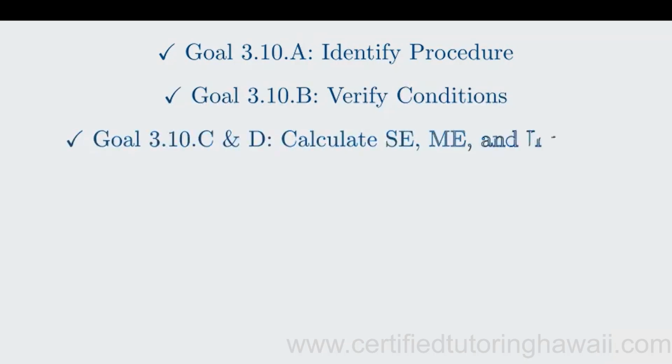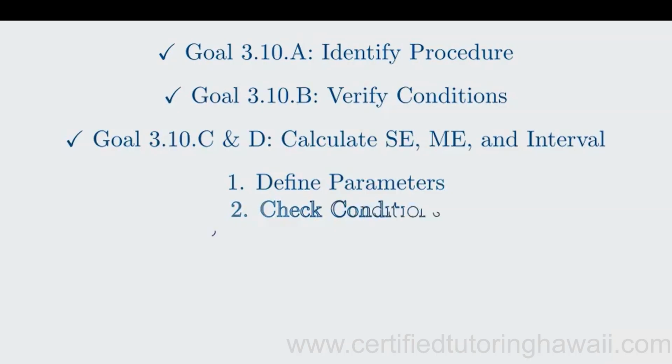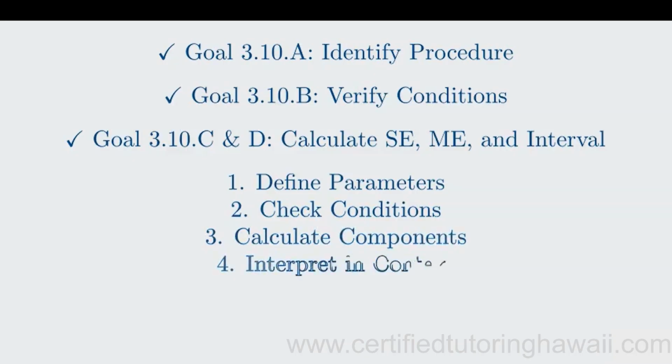Let's recap our goals. Goal 3.10a, identify the procedure? Done. Goal 3.10b, verify conditions? Done. Goals 3.10c and d, calculate standard error, margin of error, and the interval. Done. You are now equipped to handle two sample proportion problems with confidence. Whether you are comparing city app usage, medical treatments, or state laws, the steps remain the same. Define your parameters, check your conditions, calculate your components, and interpret your results in context.